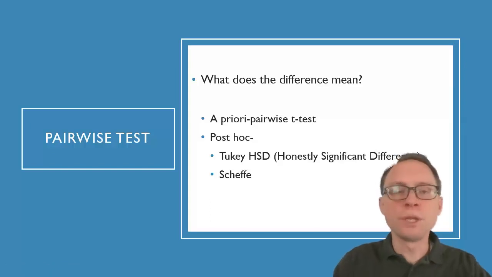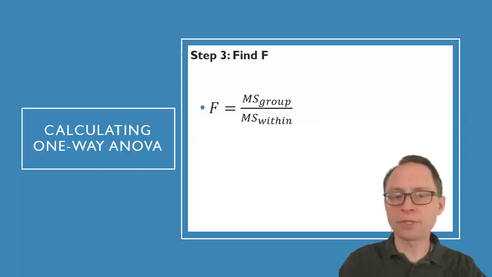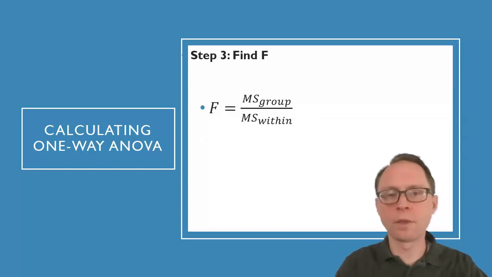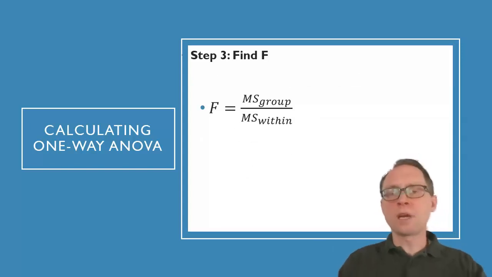So, welcome to the second part of the one-way analysis of variance chapter. In the last part, we talked about how to actually calculate the one-way analysis of variance to get the F statistic, which was this right here, the mean squares of the group divided by the mean squares within. Well, now we need to talk about what it really means.